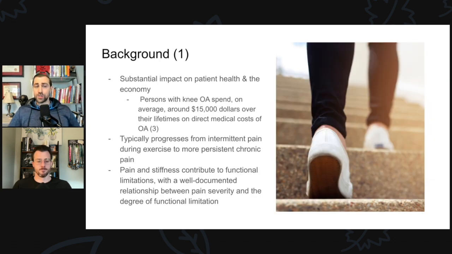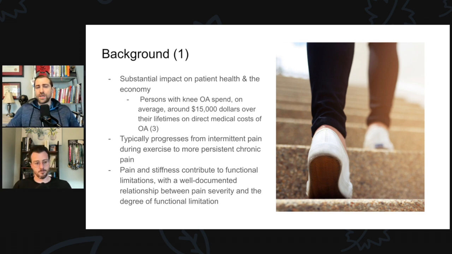So also, it's very expensive for the individual. So persons with knee osteoarthritis spend on average around $15,000 over the course of their lifetimes on direct medical costs of osteoarthritis, right? And it's probably a lot more for folks that go down that pathway of getting surgery, right? Because a lot of folks have OA, and maybe they're just spending money on a couple drugs or some supplements, something along those lines. And there's folks that need a joint replacement, multiple joint replacements. It gets very, very expensive for the individual, right?